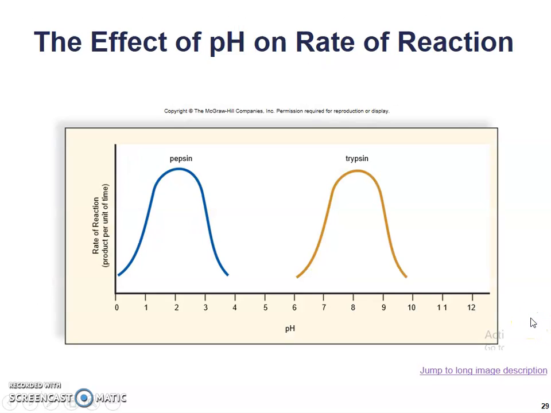The effect of pH on rate of reaction. So here we have pepsin, and you'll notice that its optimal pH is very, very low. It is about 2. And here we have trypsin, and its optimal pH is about 8. So those enzymes act at different pHs.